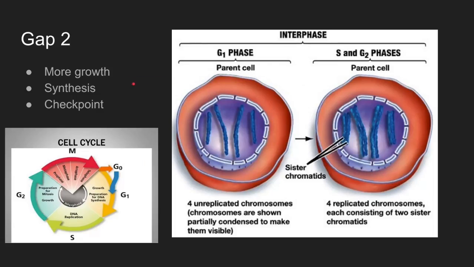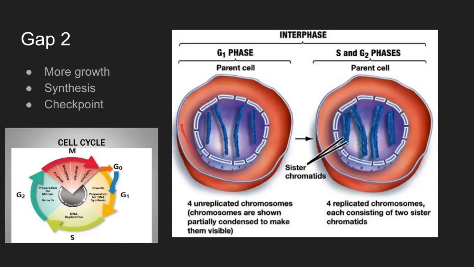Next is gap 2. You will see much more growth and development here. They synthesize some more proteins, and this is the second checkpoint in the cell cycle because at this point it's preparing for mitosis, as you can see down here. So this is when the cells see if they're ready to move on to split.